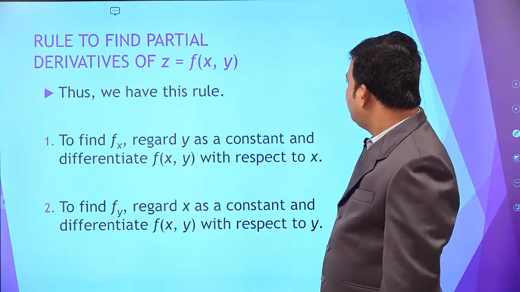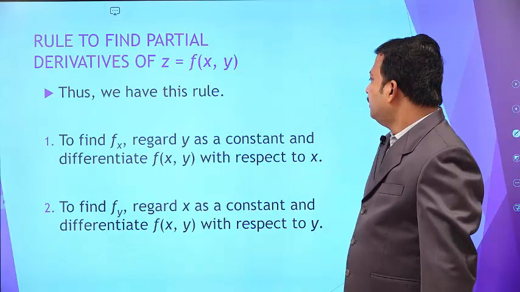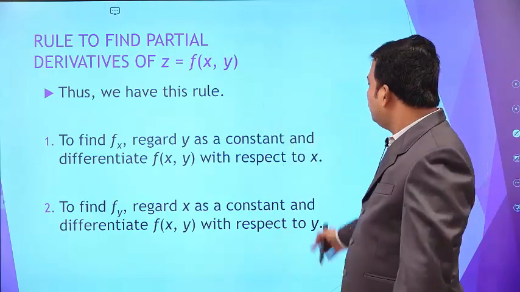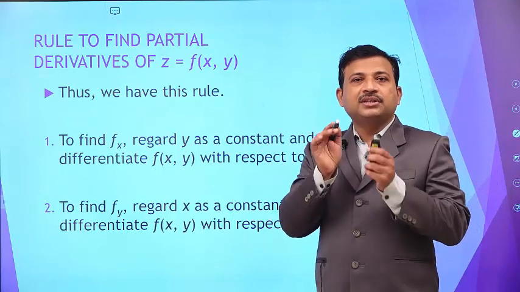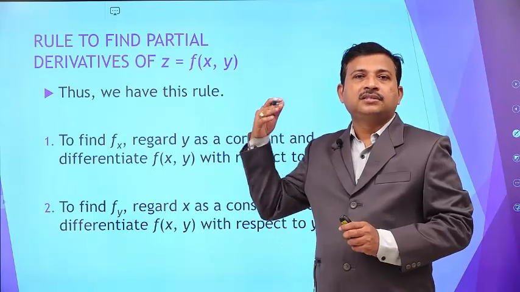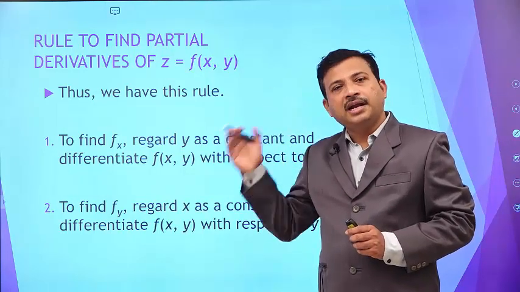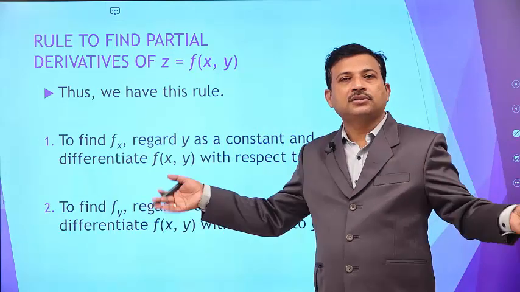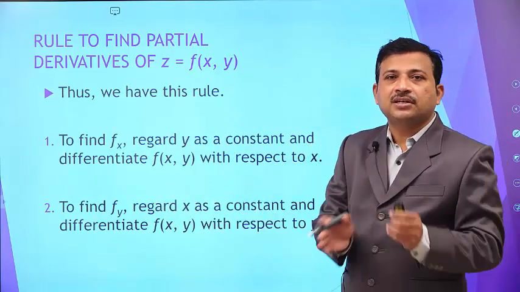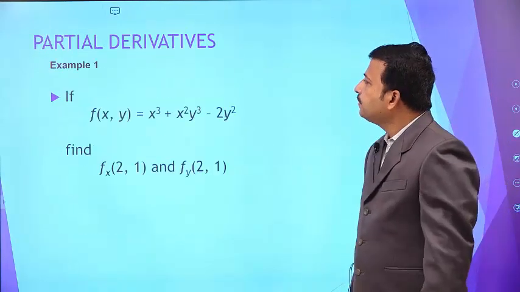Rules to find the partial derivative. To find fx, regard the other variable as a constant and differentiate f of xy. If you are differentiating with respect to x, simply forget about the other variable, feel it as a constant and differentiate it. If you want to differentiate with respect to y, forget about the other variable and simply do ordinary differentiation. You can get the answer.